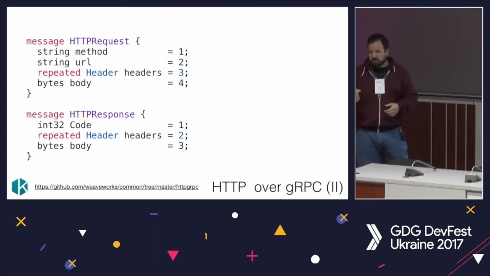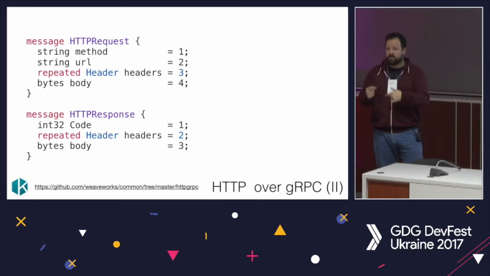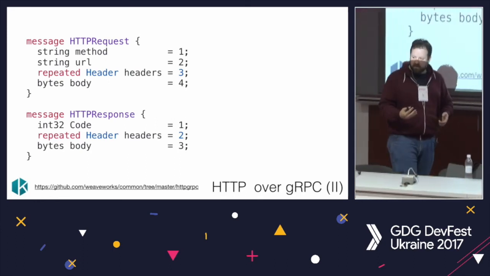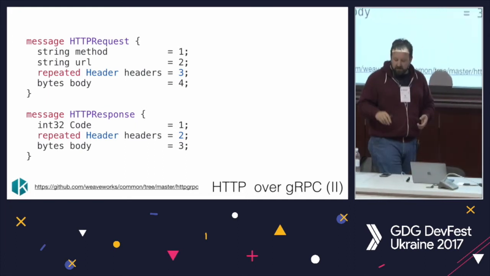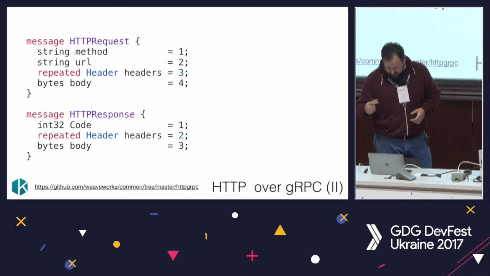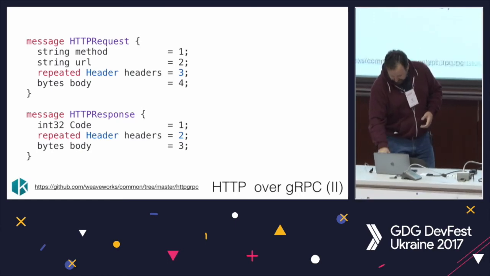When we deployed this, because we got rid of this per-RPC overhead, we saw almost a 30 millisecond improvement in our 50th percentile latency. So that's a huge improvement for such a small change. So yeah, that's HTTP over gRPC.